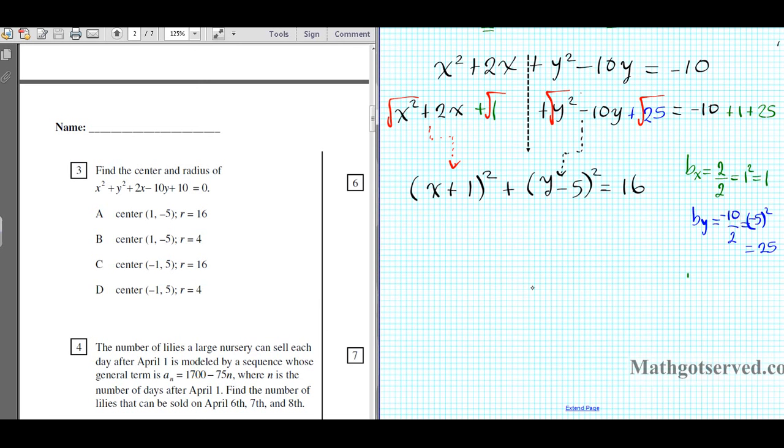Okay? All right, now this is the equation of a circle in standard form. Now the center, remember we have to take the opposite of the numbers next to each variable. It's going to be negative 1 for the x coordinate, and then positive 5 for the y coordinate. All right? And then for the radius, you take the square root of the last number. You don't just take the last number the way it is. You have to take the square root. Square root of 16 equals 4. So your final answer is going to be option letter D. All right?